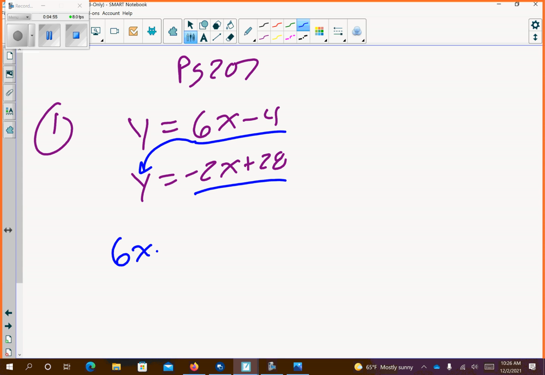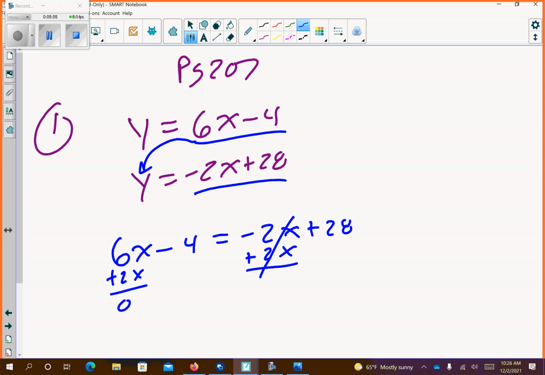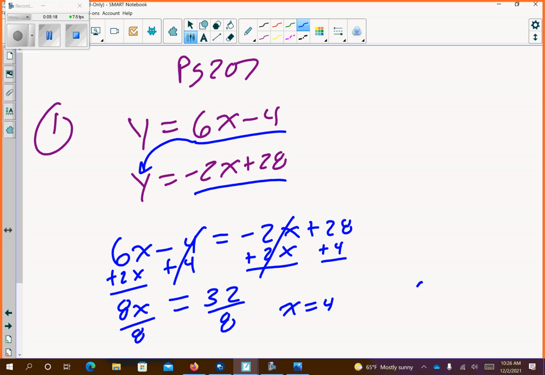So I'm going to get 6x minus 4 equals negative 2x plus 28. We want to start getting x by itself, so I'm going to add 2x to both sides. Those cancel. Gives me 8x. I'm going to add 4 to both sides as well. So those cancel. So it's equal to 32. Divide each side by 8. So x equals 4. Good job. So 4 is our x value.